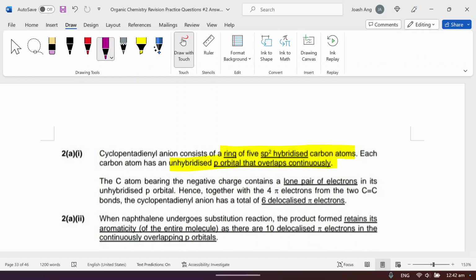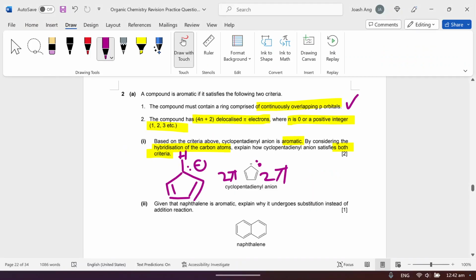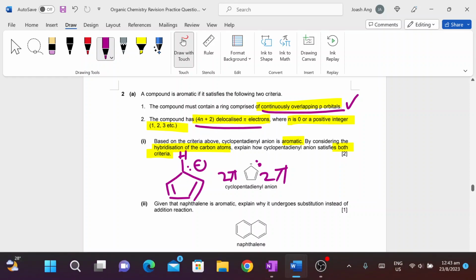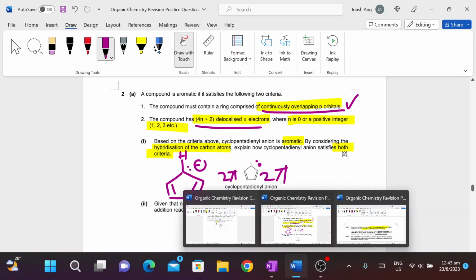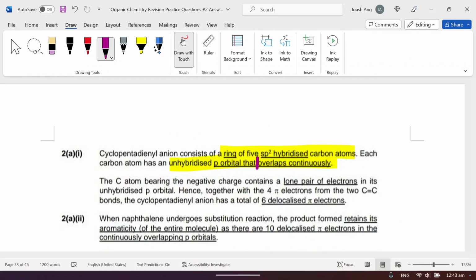So what I want you to focus on right here is that you notice that we have these two criteria. Make sure you copy and paste, or modify and copy and paste, these keywords into your answer. Okay, so you have to make use of the information in the question to answer the question fully.